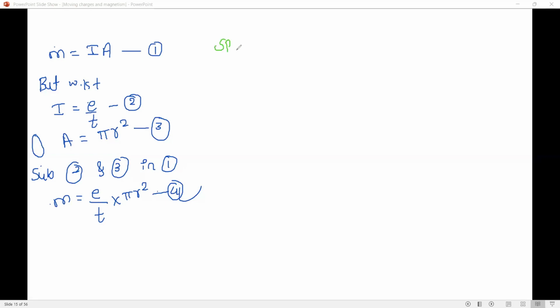So now, speed is equal to distance upon time. Therefore, the time period is given by distance upon speed. For a circular orbit, the distance is nothing but 2 pi r, you all know this. So the time is 2 pi r divided by speed, taking the speed as v. So this is our equation 5.